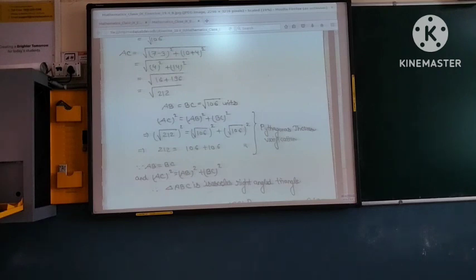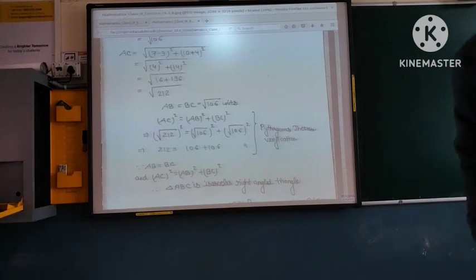Since the points are on the circumference of the circle, in question number 10, what were you doing there? There we are saying that since the points are on the circumference, AC equal to BC. That is from the center. The coordinates of the center are given and the coordinates of the points on the circumference are given. So we will prove that AC equal to BC.